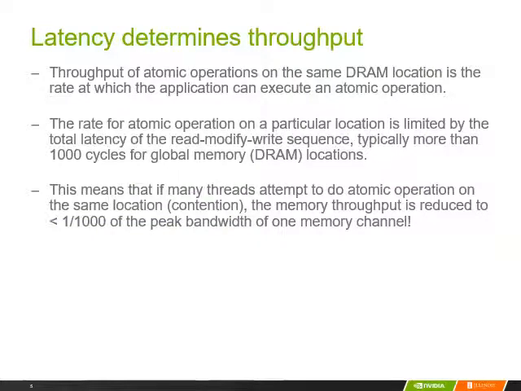As we saw in the previous slide, the rate at which we can execute atomic operations on the same DRAM location is limited by the inverse of 2 times the memory latency. The DRAM latency in modern processors is a few hundred cycles, typically about 500 clock cycles. This means that if many threads attempt to do atomic operations on the same location, the memory throughput is now 1/1000 of the peak bandwidth.